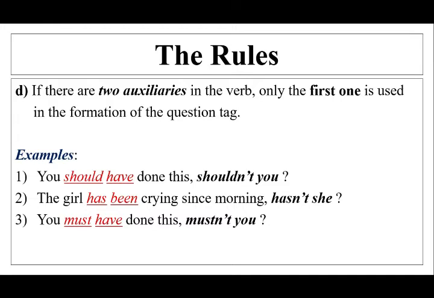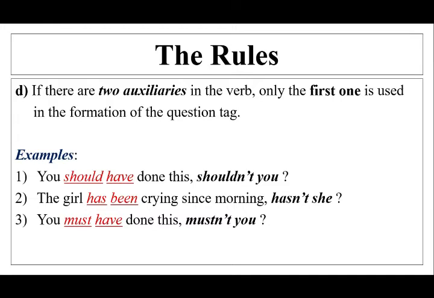Rule number 4, or point D: if there are two auxiliaries in the verb, only the first one is used in the formation of the question tag. What is it? If the verb has two auxiliaries, then we will take the first auxiliary in the formation of the question tag. Now look at the example. From the example, it will be all clear.